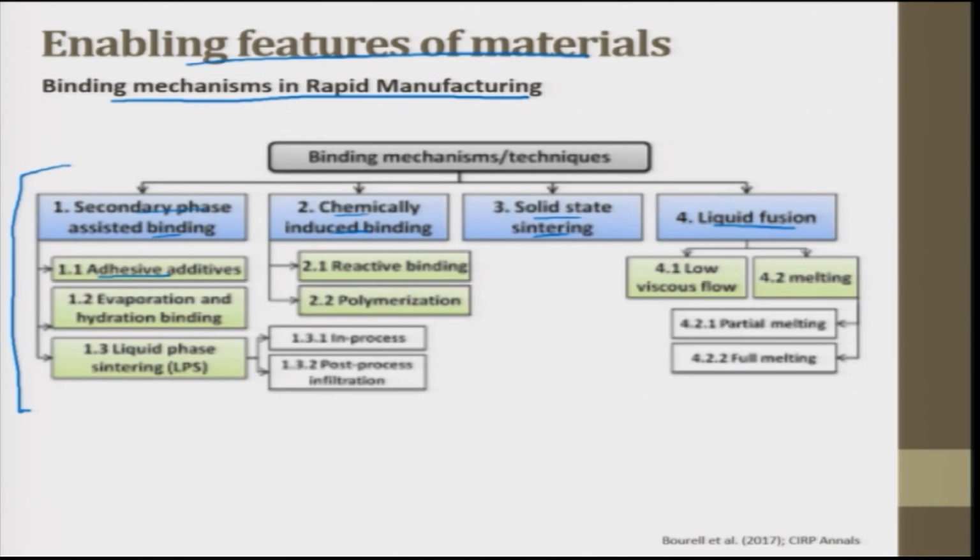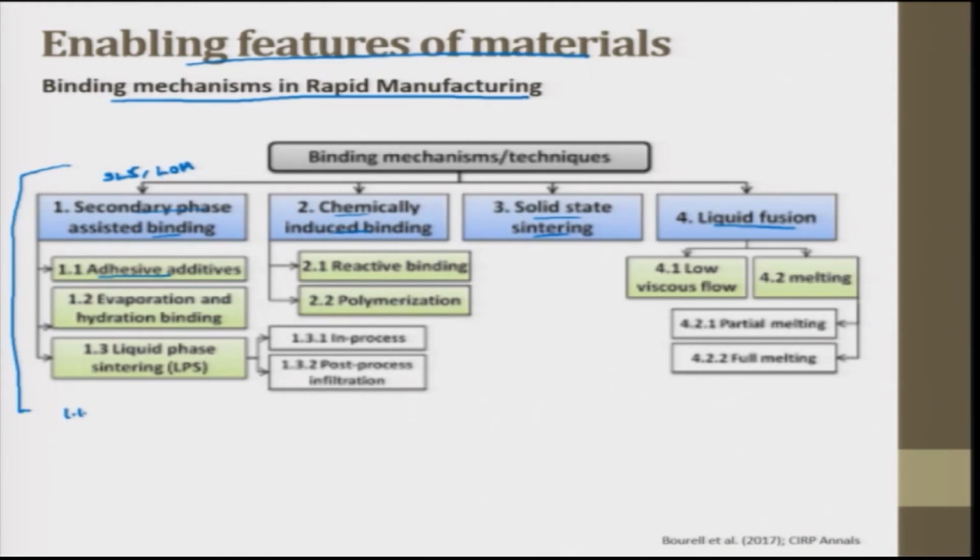So very first, secondary phase assisting binding, the first in this is adhesive additives. In secondary phase assisted binding, the processes like binder jetting, SLS, sheet lamination, I can put here SLS, then LOM. These processes use a secondary phase binding material together. Secondary binding phases that are in the form of liquids or powder coatings can be added using different techniques such as mixing, coating, nozzle injection etc. Adhesive additives is used during binder jetting.